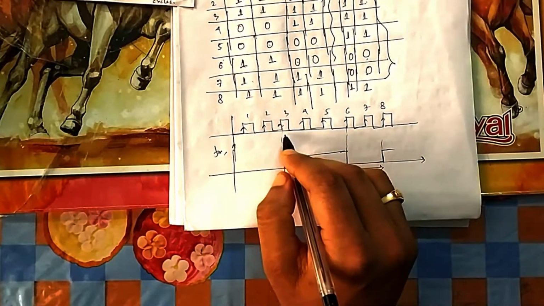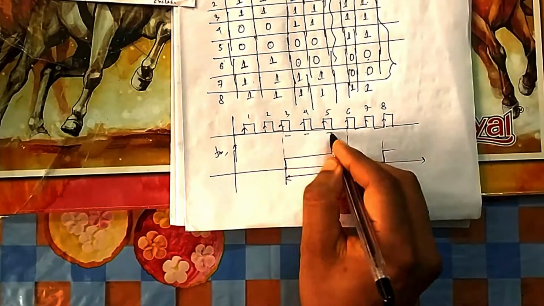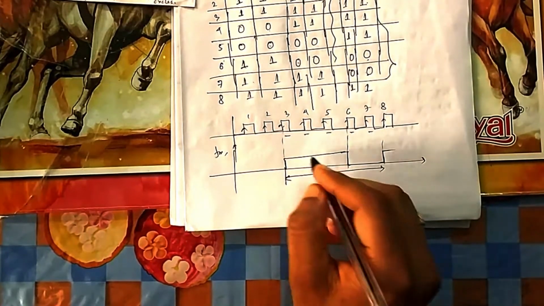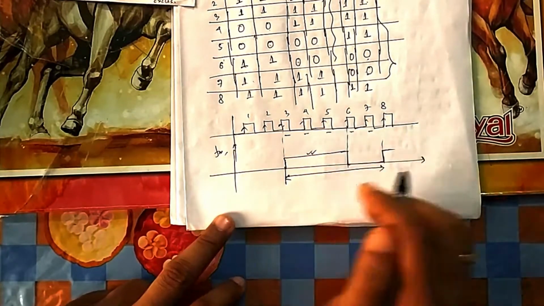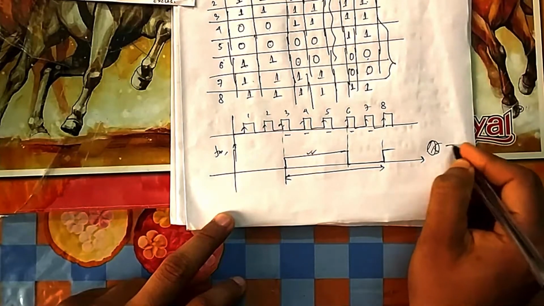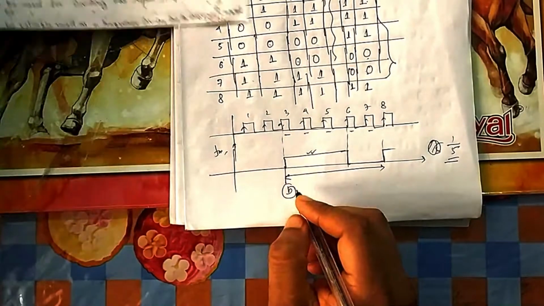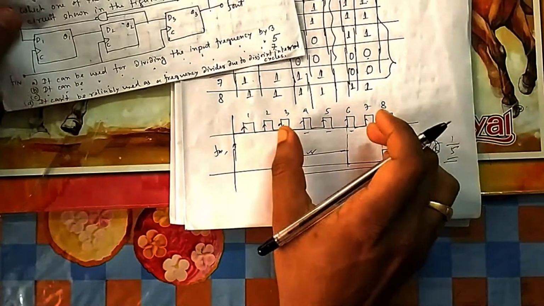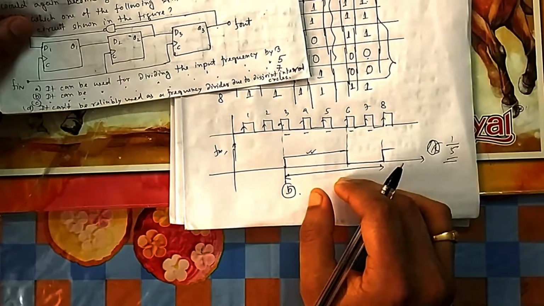So you see what your time period is now. For how many pulses you are getting how many pulses, then you can see the frequency. Your original pulses were 1, 2, 3, 4, 5, but here you are getting only 1 pulse. So for 5 pulses you are getting 1 pulse, so it is divided by 5. That means you have divided the frequency by 5. So it is option B. It can be used for dividing the input frequency by 5, because for 5 input pulses you are getting 1 pulse in the output. So you are doing 1/5.